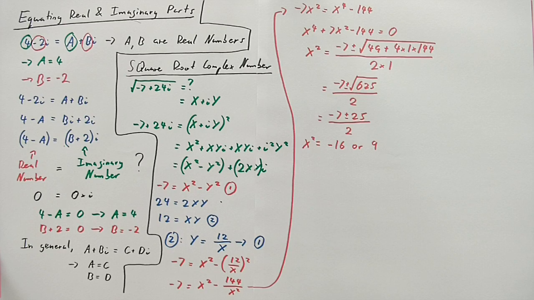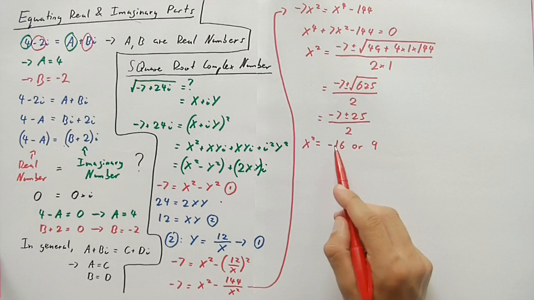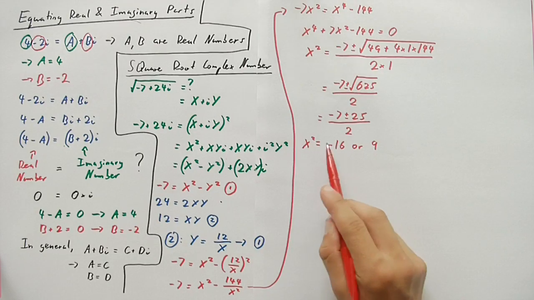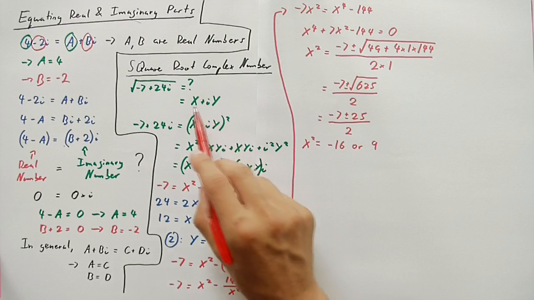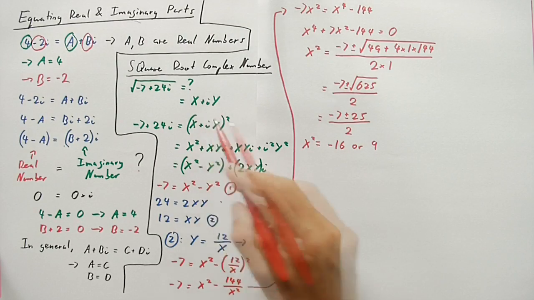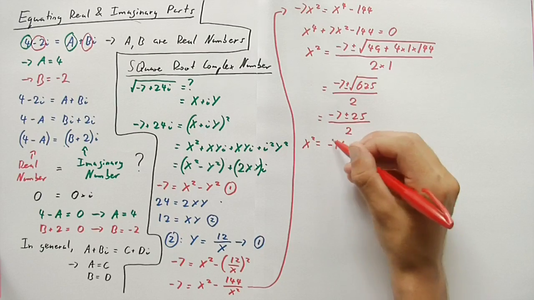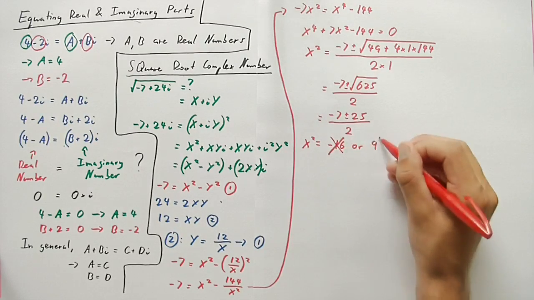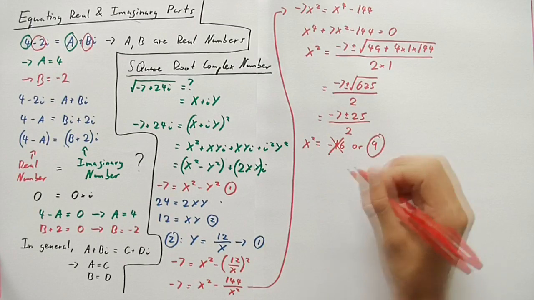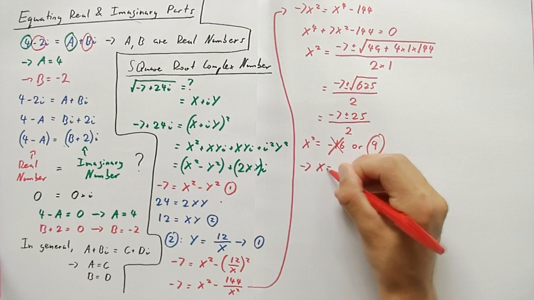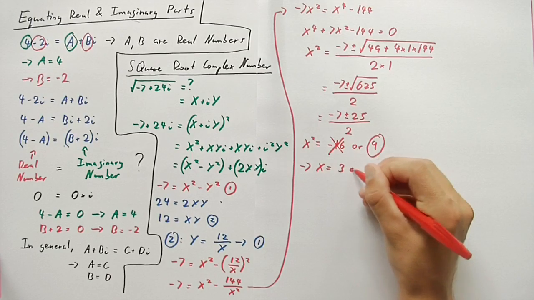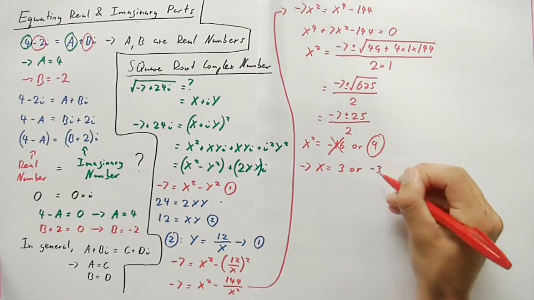Well, let's think. If x squared was negative 16, that means x would be the square root of minus 16, and so x would be an imaginary number. But x has to be a real number by our definition of a complex number over here. So that means x can't be an imaginary number, and hence x squared can't be negative 16, which means x squared must be equal to 9. So x squared is equal to 9, and that means x is equal to 3, or x equals negative 3.